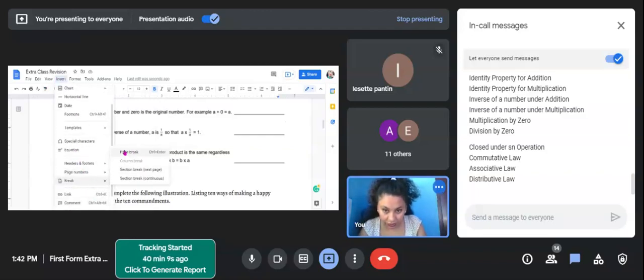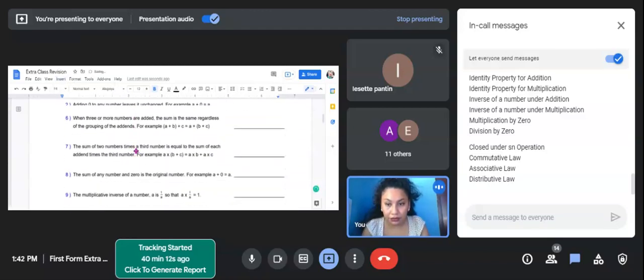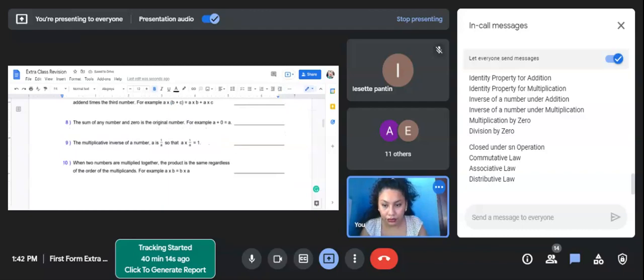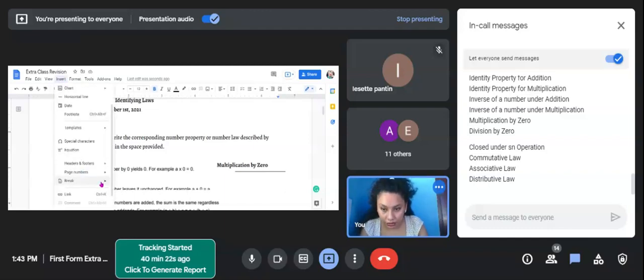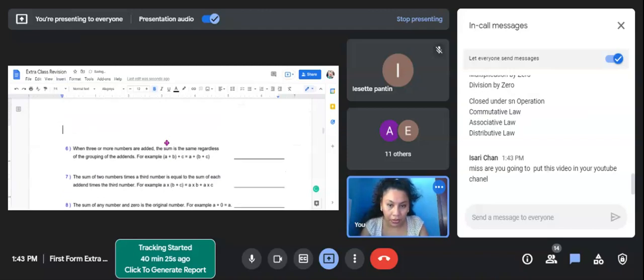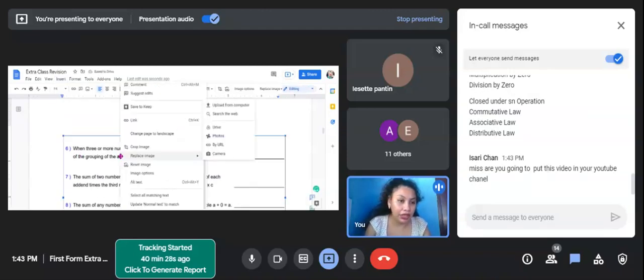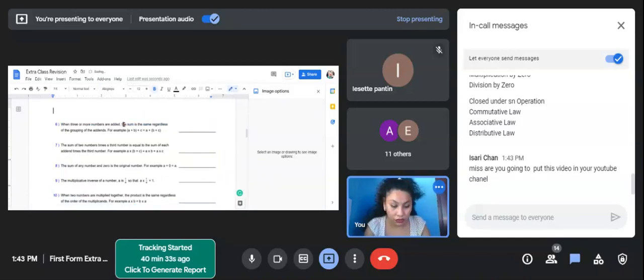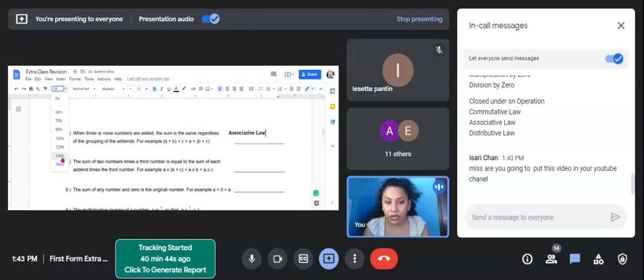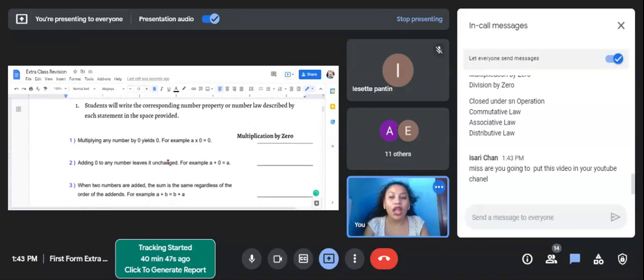Let me fix this, guys, right now. Okay, so we did number 6, right? So let me write the answer for number 6 and then we'll go back to number 2. We said associative law, right? Okay. So let me go back to the Zoom.